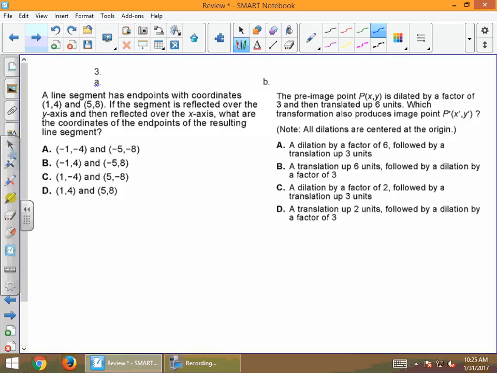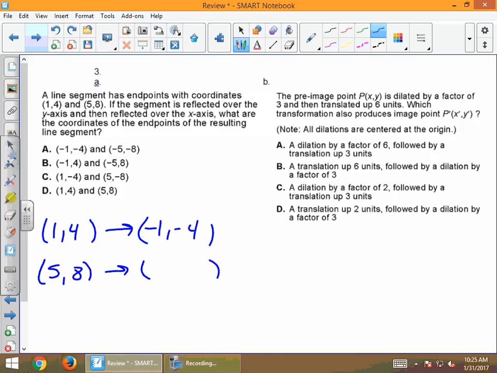Yeah, just the signs. Do we flip the point at all? No. So if we look at our original points, we have 1, 4. We flip those signs, it's going to become what? -1, -4. Our other endpoint is 5, 8. When we change those signs, it's going to become -5, -8. Which one matches those two? A, B, C, or D?